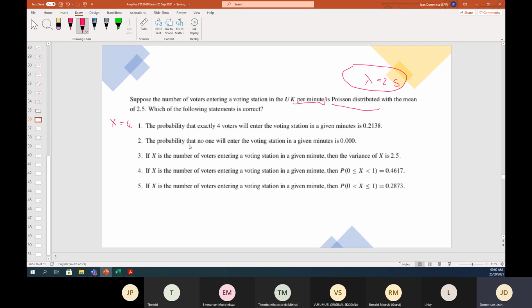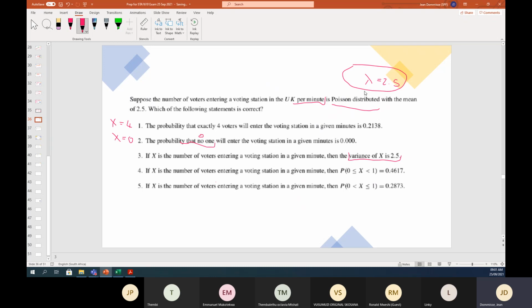The probability that no one will enter. Okay, this is a weird one. So is no one equal to 0? Sure. Okay. If X is the number of voters entering, there's a variance that we need to calculate. There's a different probability and a different probability.